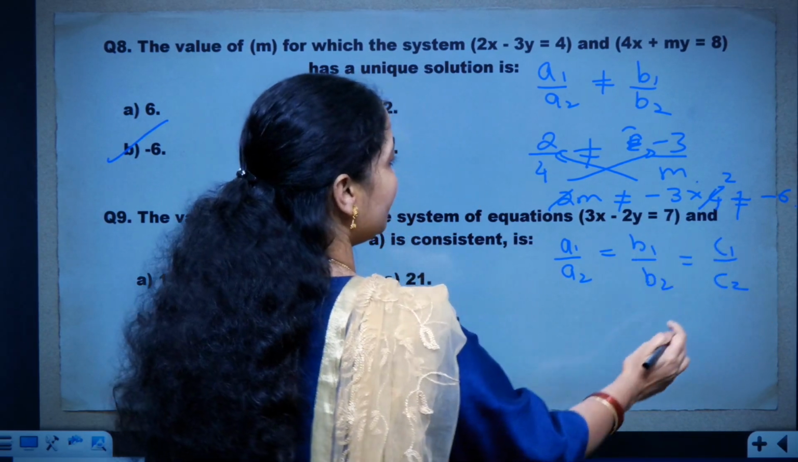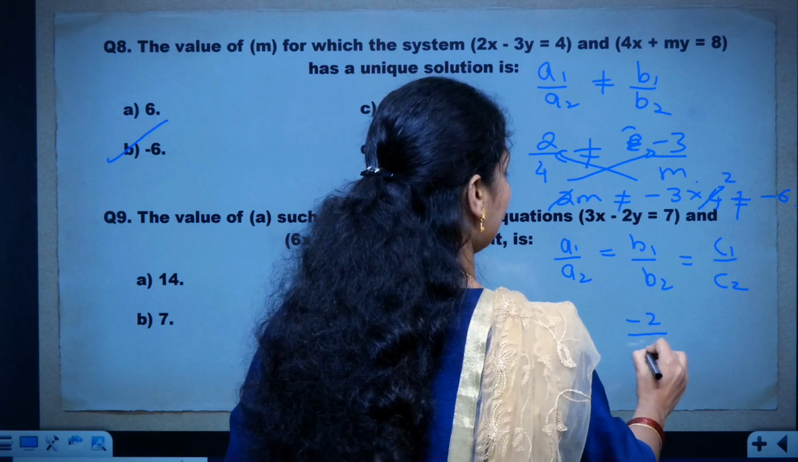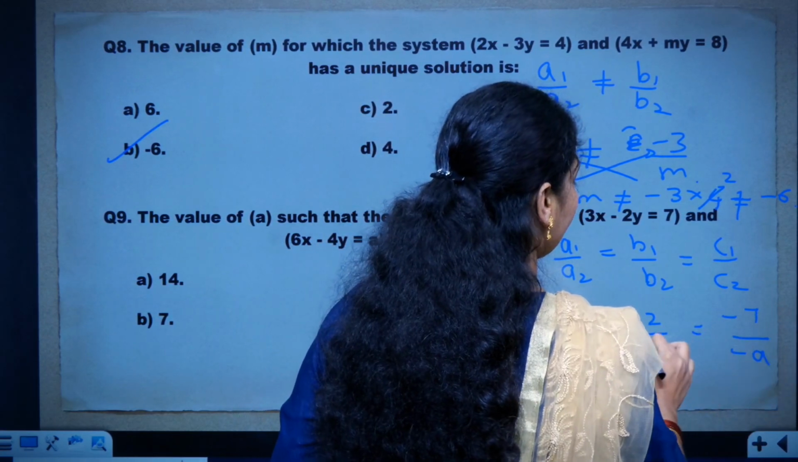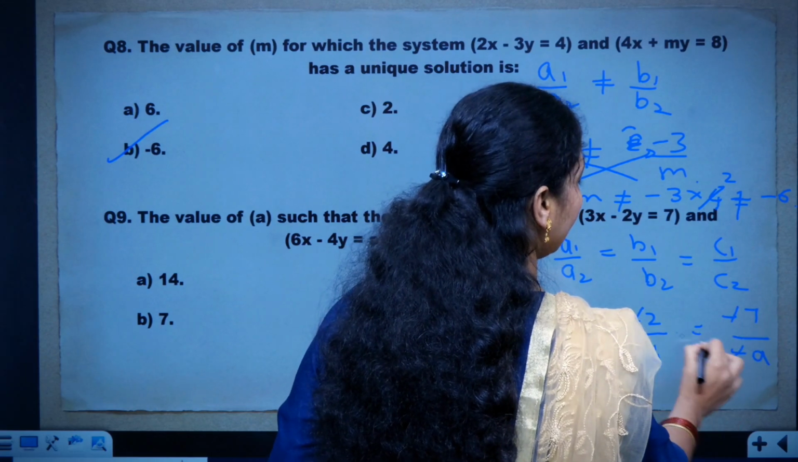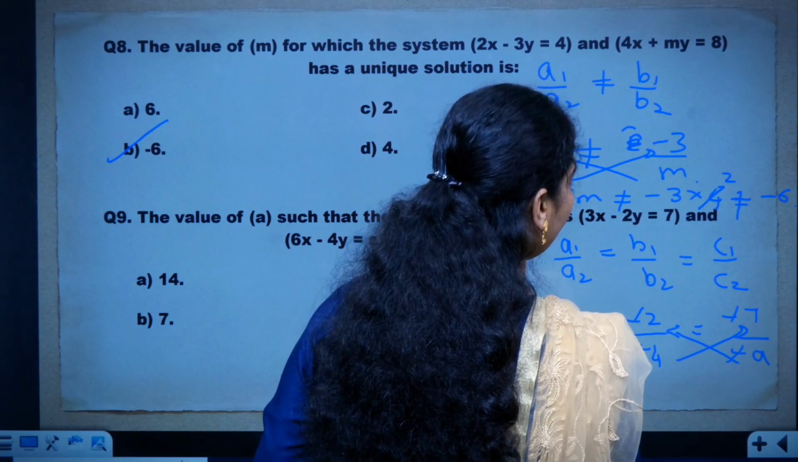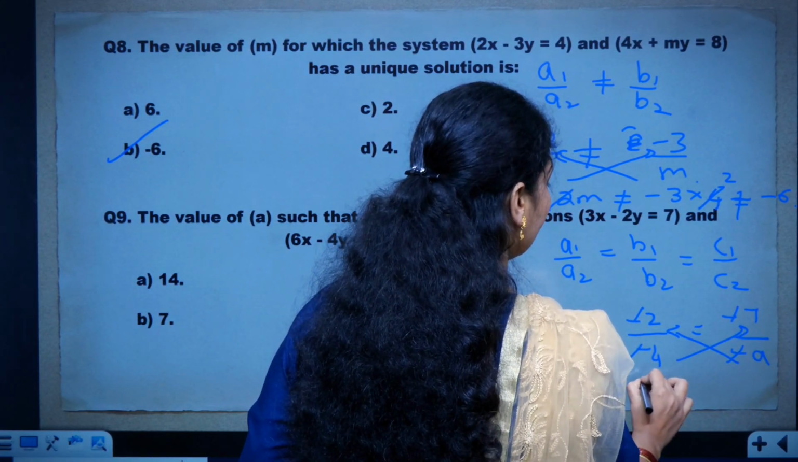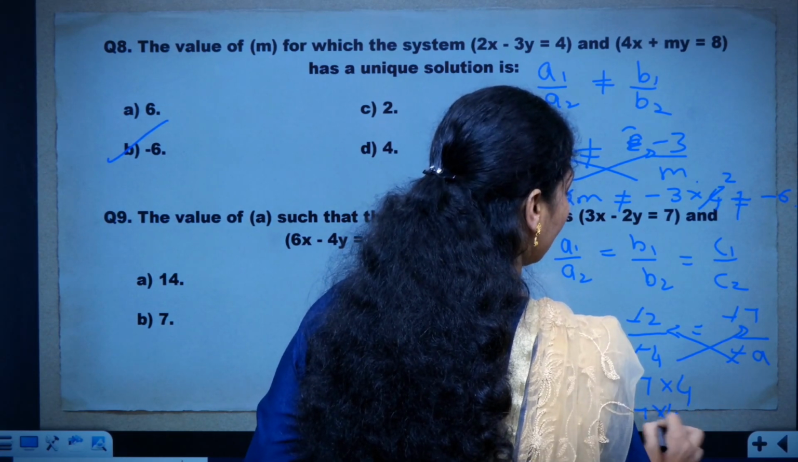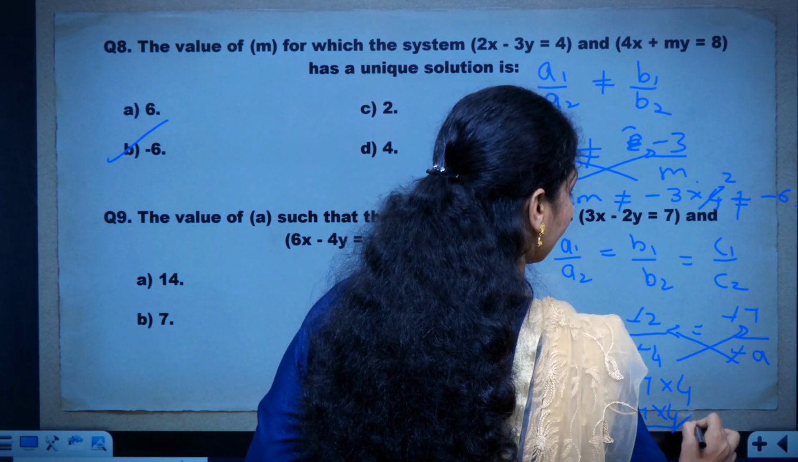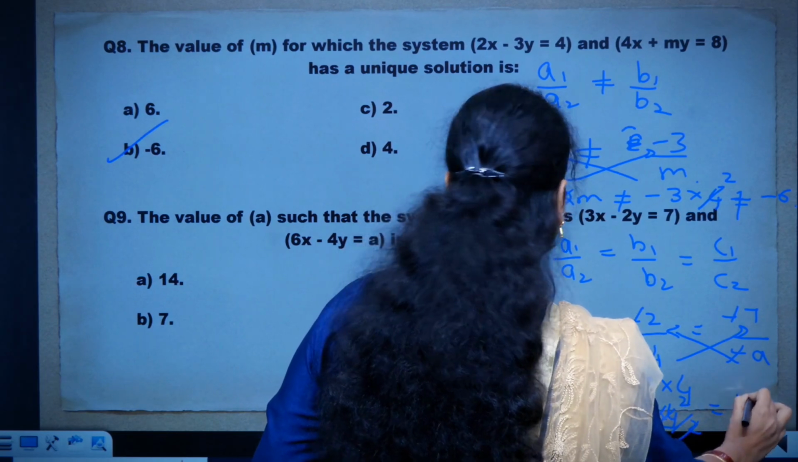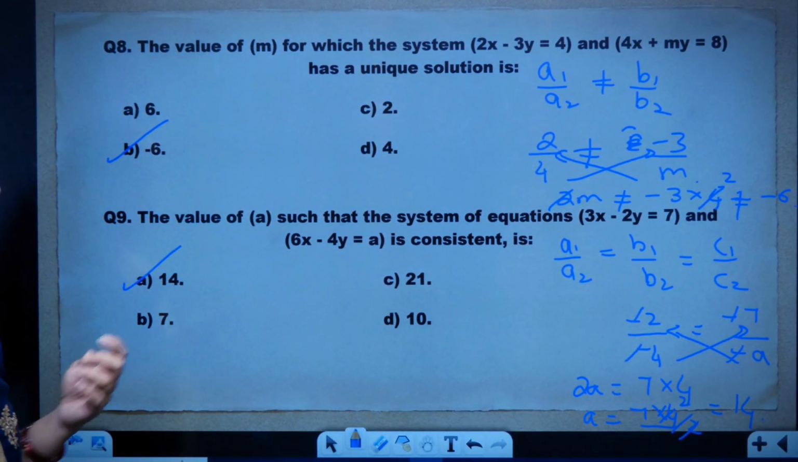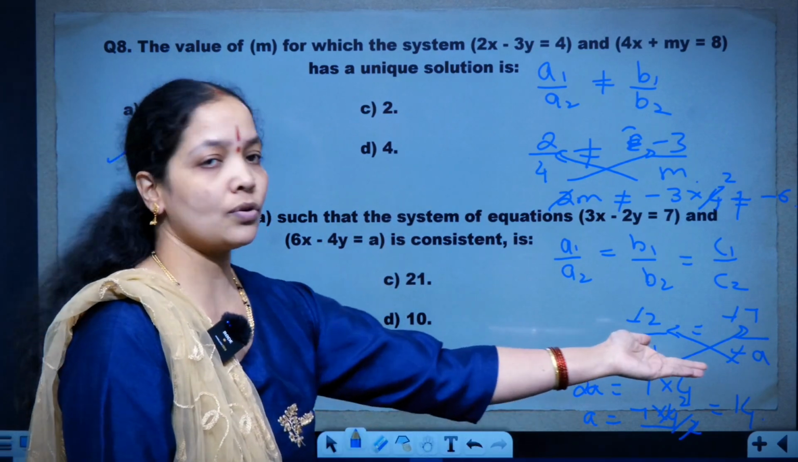I'll write b1 by b2, minus 2 by minus 4. And c1 by c2 is minus 7 by minus a. Negatives are getting cancelled. Quickly flip this. You will get 2a equal to 7 into 4. a will be equal to 7 into 4 by 2. 2 ones are 2, 2 twos are 4. So 7 twos are 14, which is my option A. That is the right answer. I have to find the value of a, which is 14.